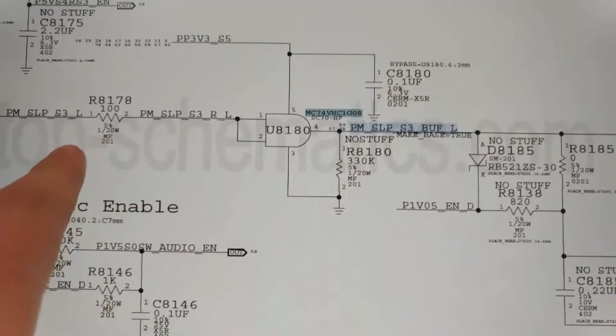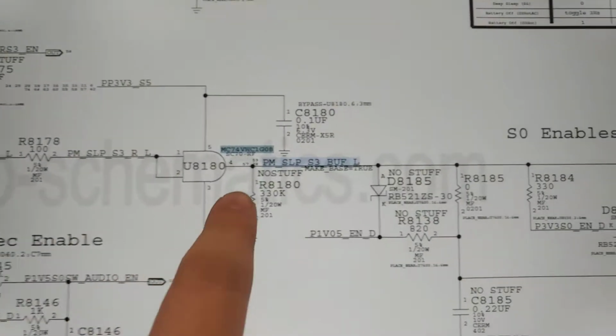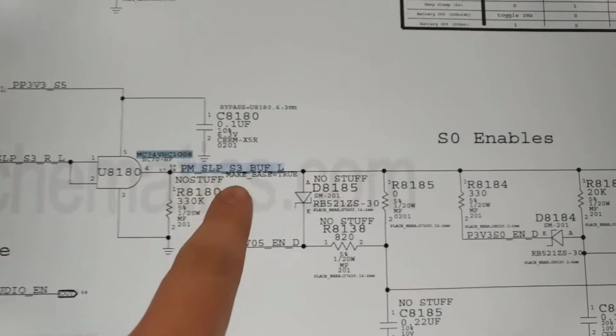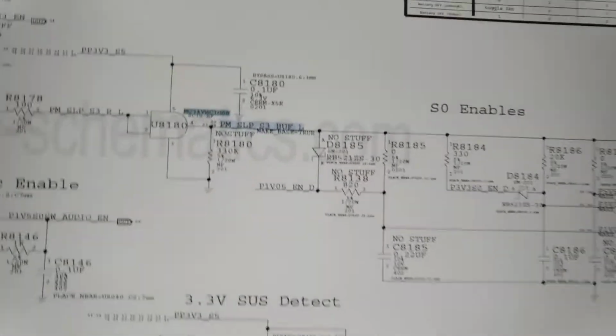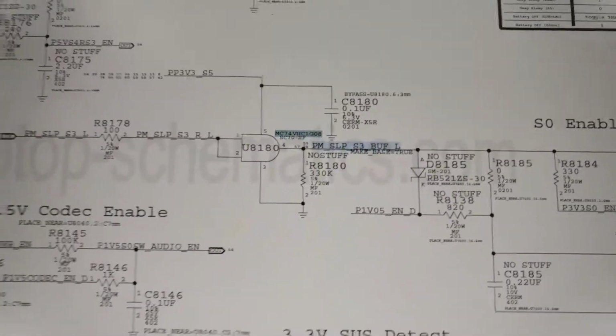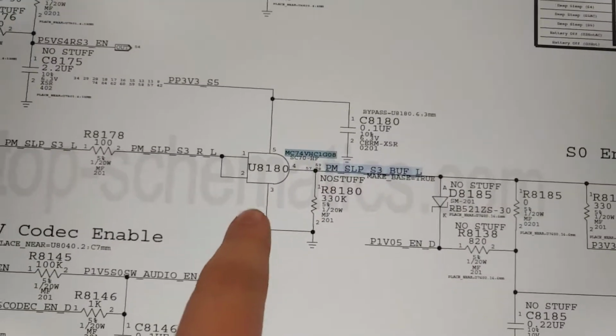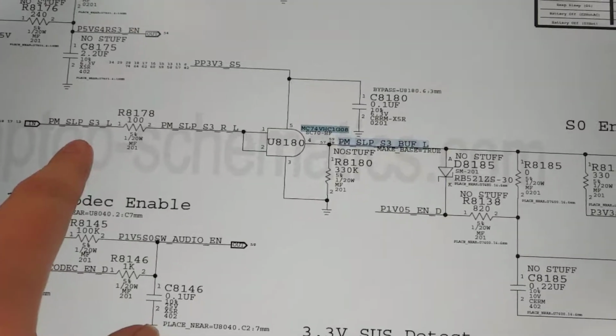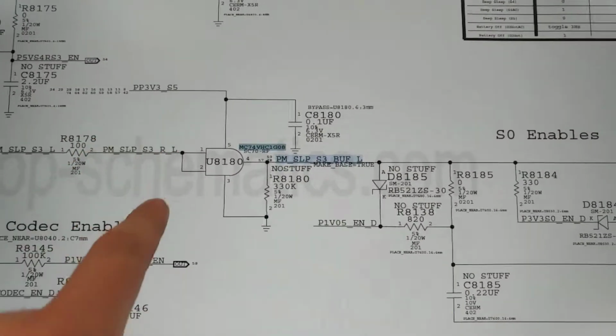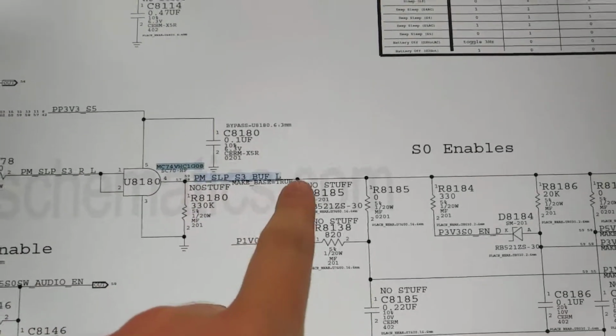So I was checking around, and I didn't even think of this because we had PM Sleep S3L. I never checked PM Sleep S3 buffered L. So sure enough, I check on the logic gate. On the AND gate, PM Sleep S3L was present, PP3V3 S5 was present, but PM Sleep S3 buffered L was not.